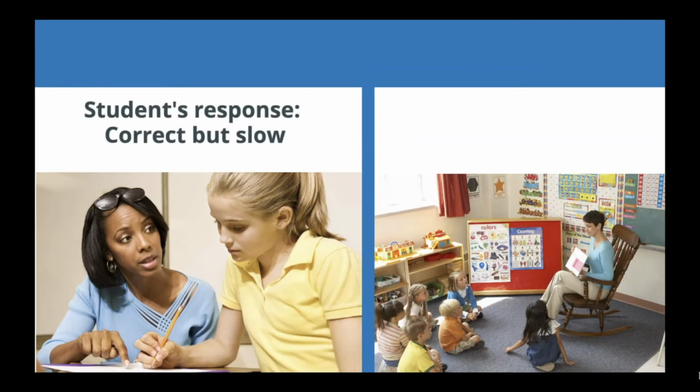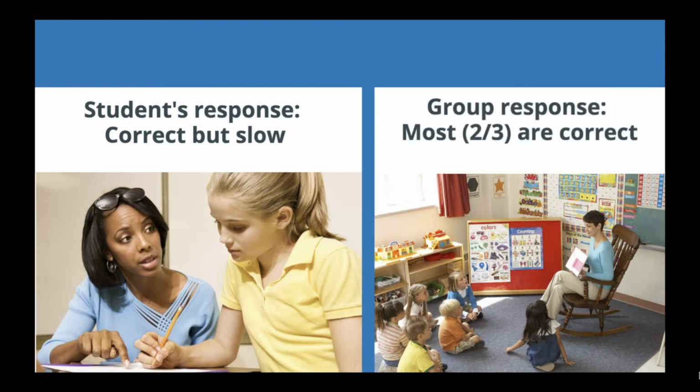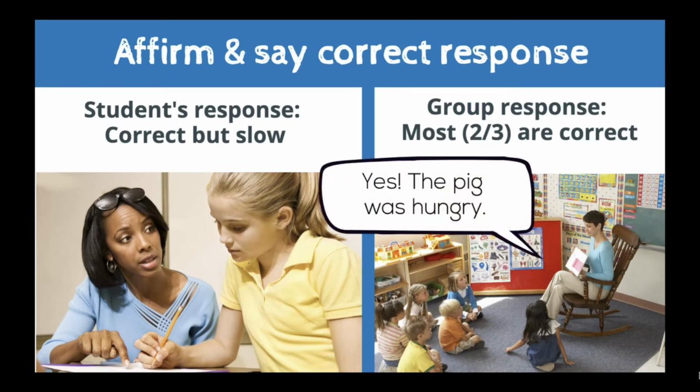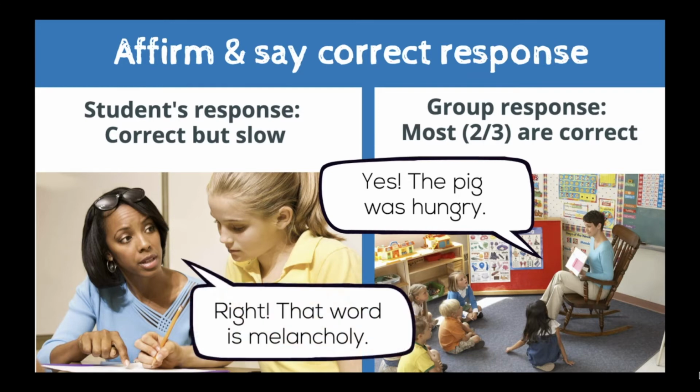When the student's response is correct but slow, and more than 2/3 of the group of students are correct, we provide affirmation followed by the correct answer. This gives the students who are wrong the chance to hear the correct response. Yes, the pig was hungry. Right, that word is melancholy.